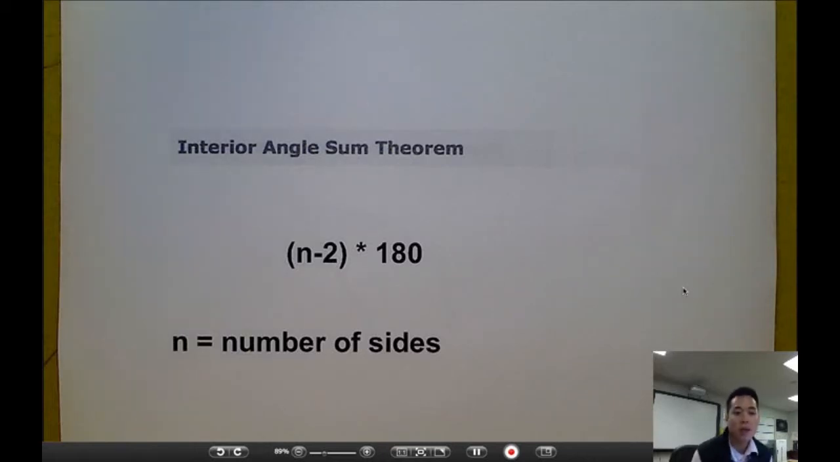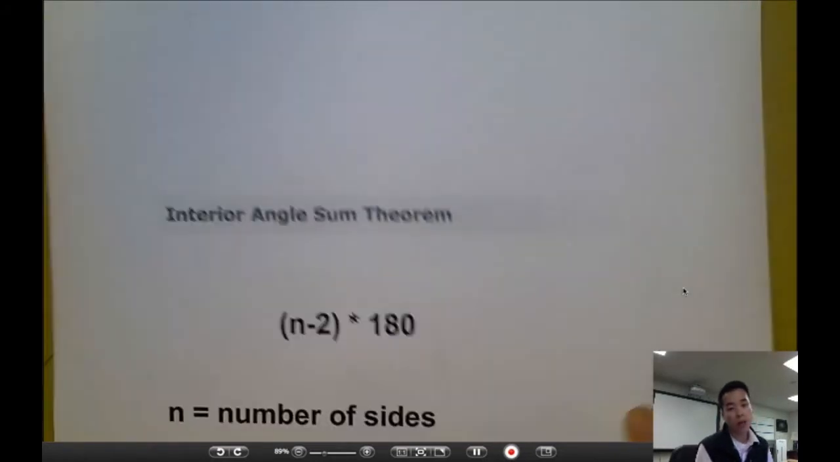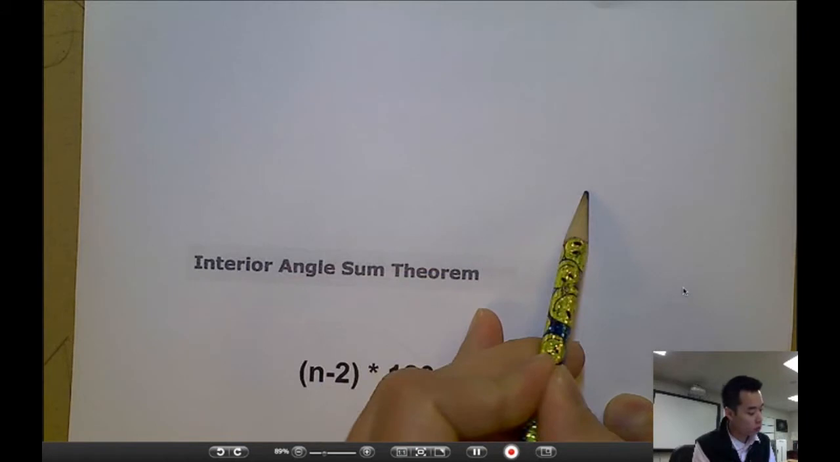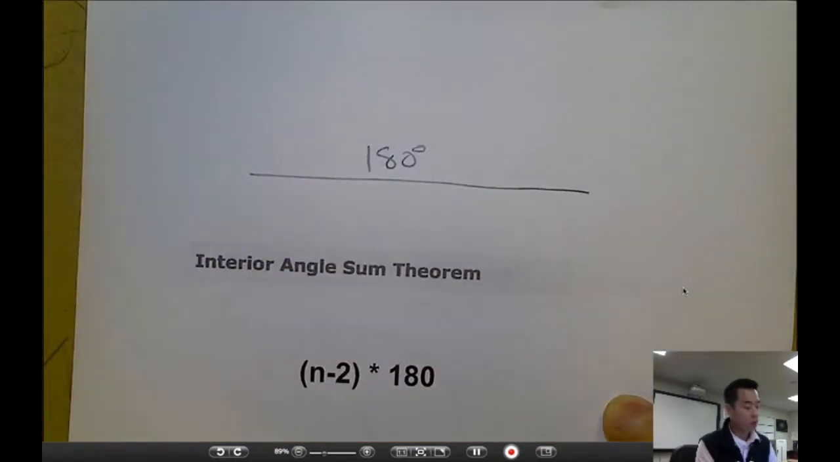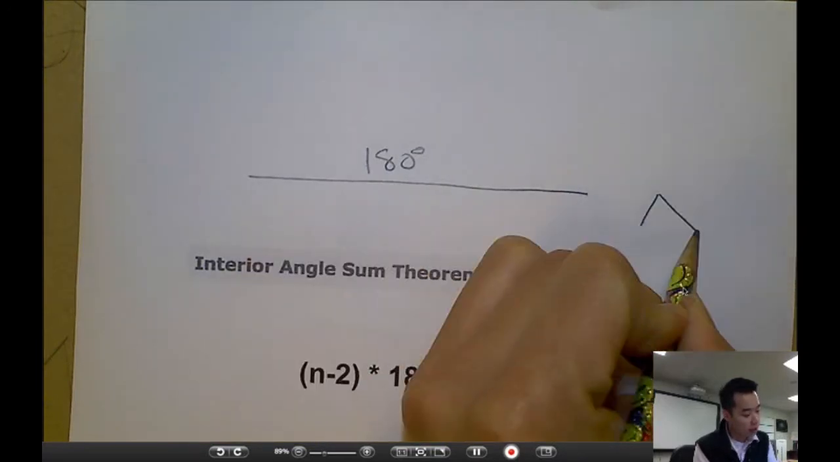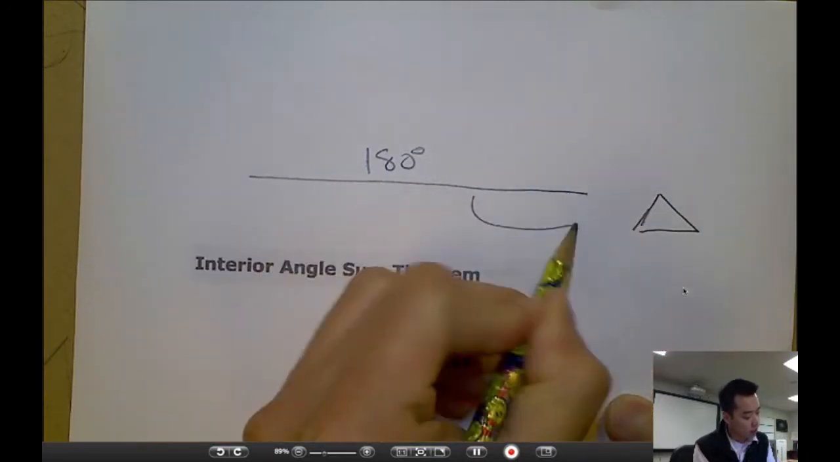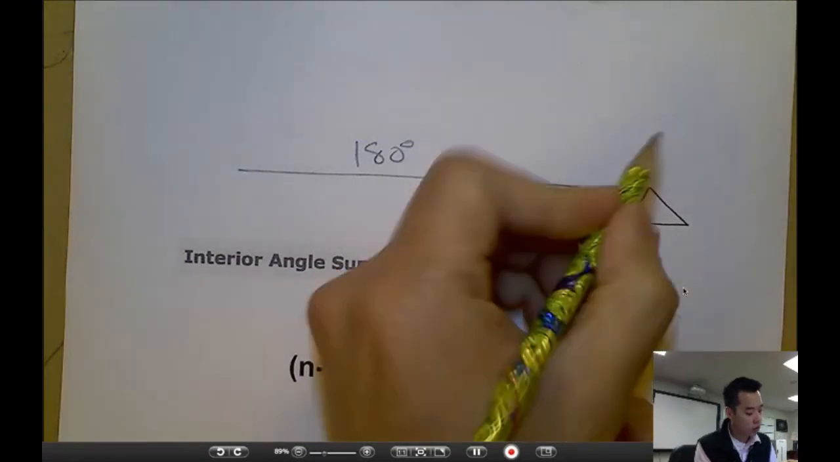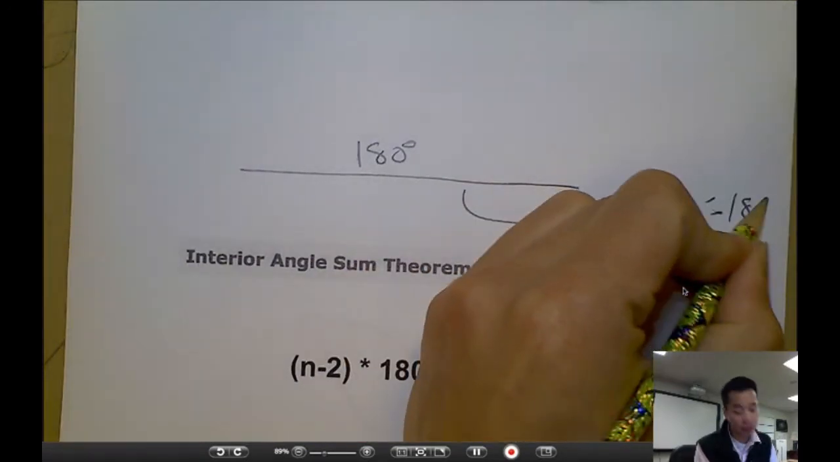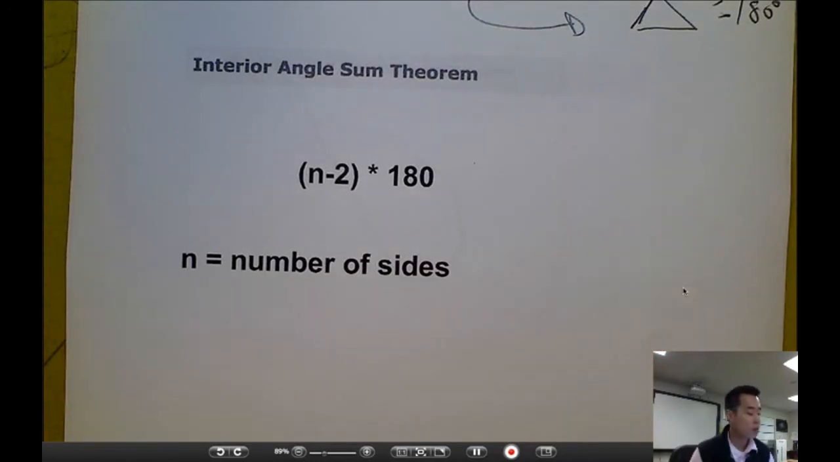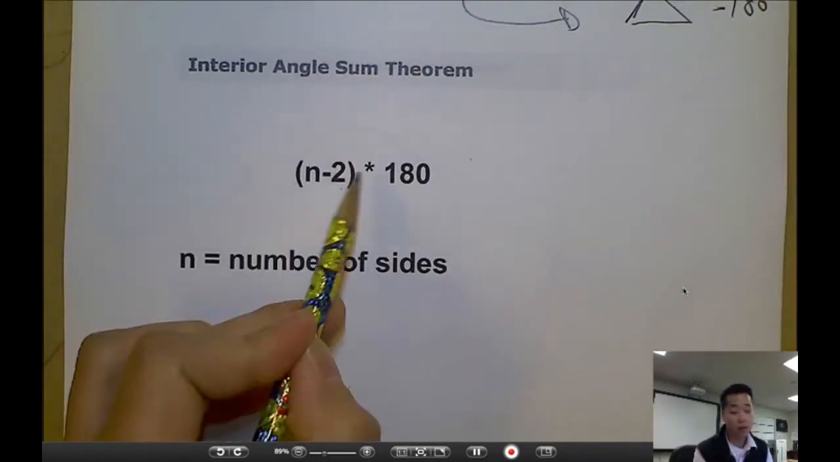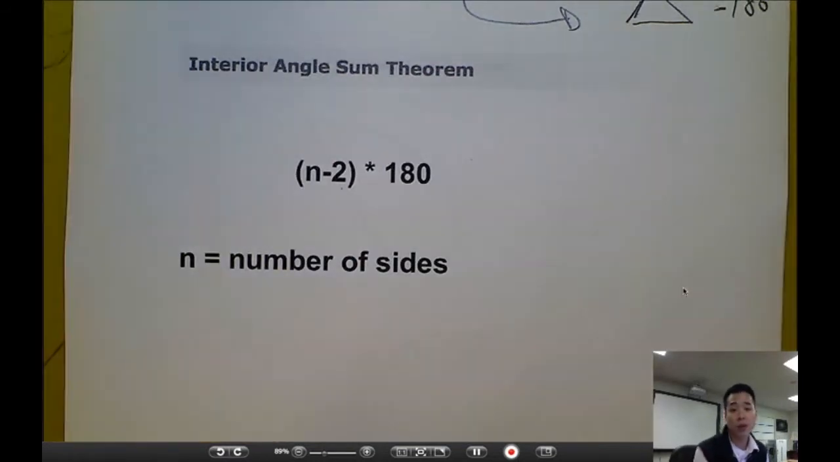Okay, so today we're going to talk about the interior angle sum theorem. We're just in class, we're going to draw some triangles, but remember that if you have a perfect straight line, it is going to be 180 degrees. So because of that, we also know that a triangle, if I took this straight line and formed it into a triangle, still equals 180 degrees. So the formula here is (n minus 2) times 180, and n stands for the number of sides.